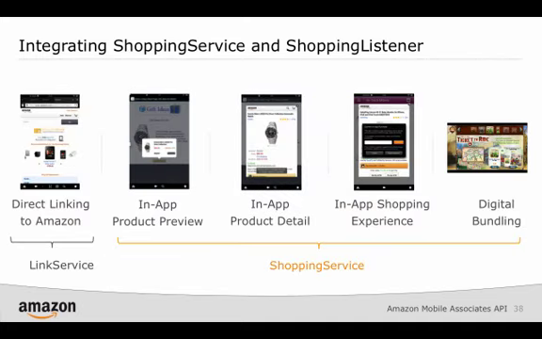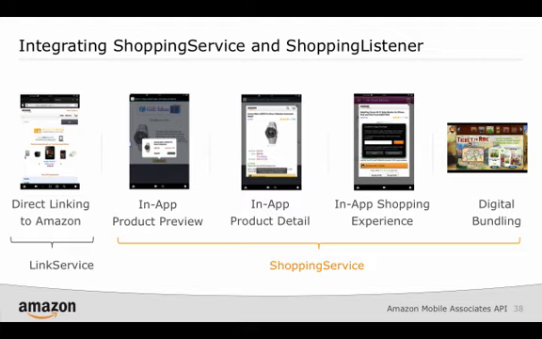Making a purchase using the shopping service for either the in-app product preview, in-app product detail, in-app shopping, or digital bundling cases all follow the same pattern. We check to see whether the purchase experience is available to the customer based on the information we retrieve from the on-service status response. If available, we construct a purchase request object with an ASIN, a view, and a purchase experience type, and then call ShoppingService.purchase, passing in the purchase request.